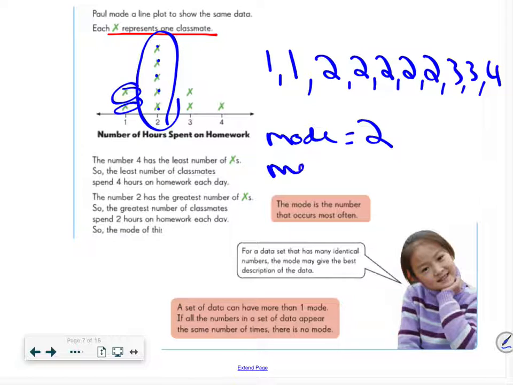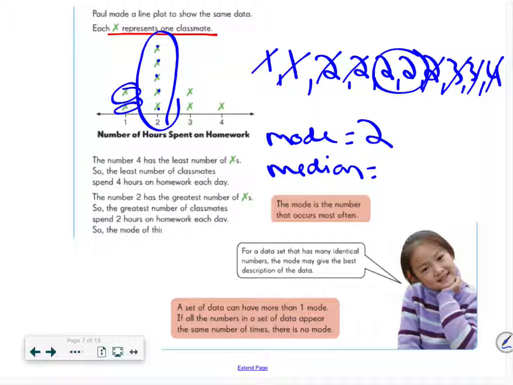My median is my middle number, like a median going down the road, and I have to cross them out. 1, 1, 2, 2, 3, 3, 4, 4. Oh, I have 2 2's in the middle. Well, it's the same number, so the median is 2. And my range is my biggest minus my smallest number. So my biggest is 4, my smallest is 1, so my range is 3.